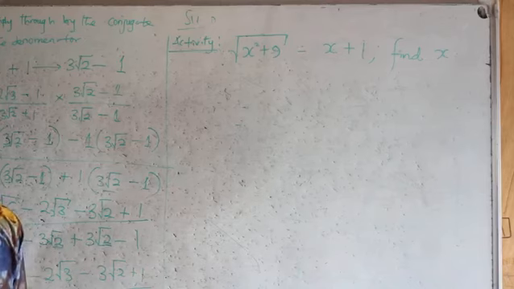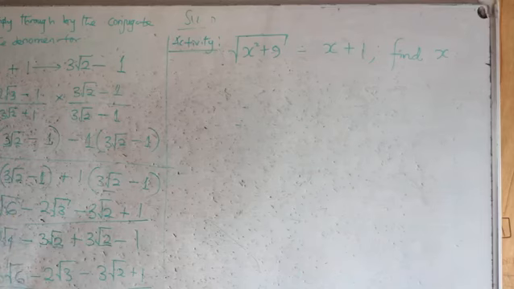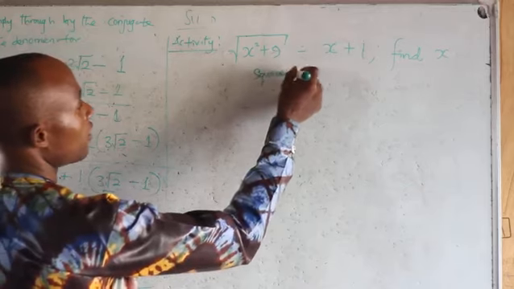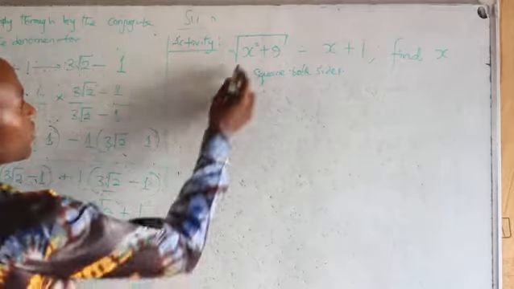Square both sides. No, remove the root first. So how do we remove the root? We remove the root by squaring both sides. You square both sides, the two roots. This root will go. So first thing we square both sides.